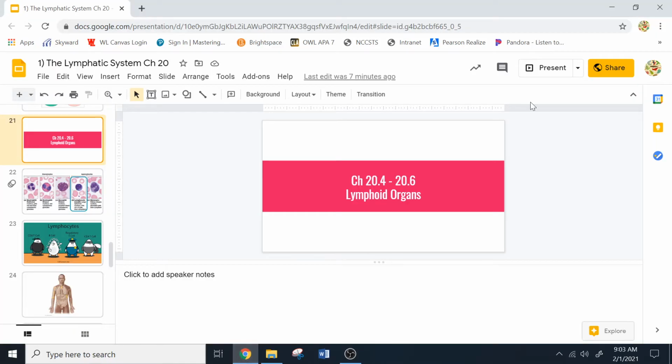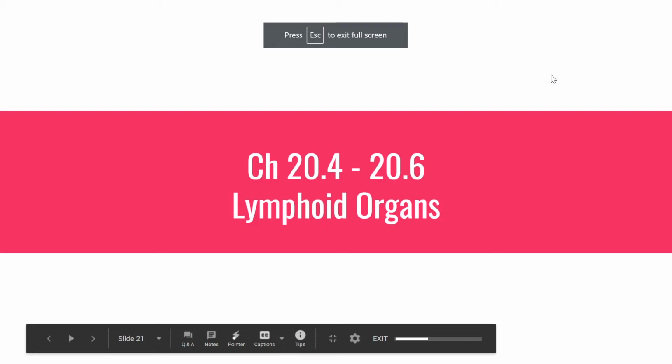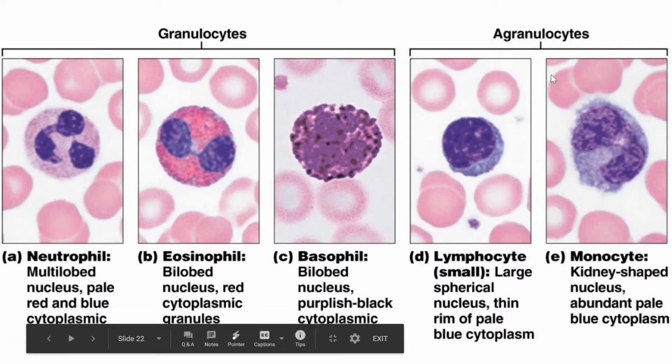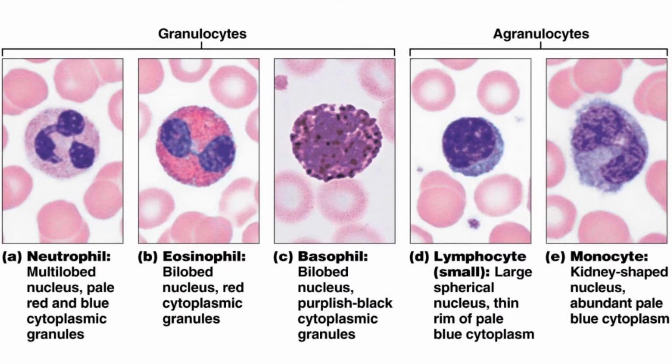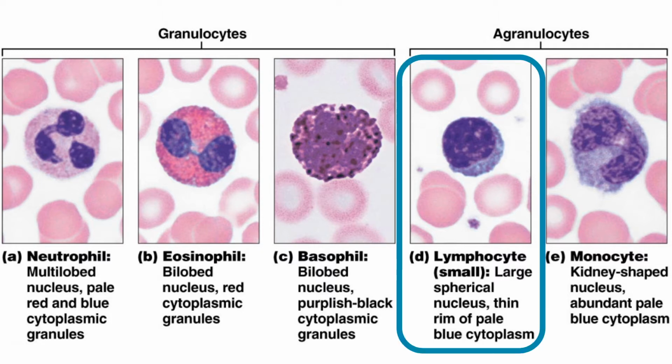Hello. Today we're going to continue talking about the lymphatic system, but today we're going to focus on lymphoid organs. So, does this look familiar to you from the cardiovascular system unit? Hopefully you identify this as leukocytes, or all the different types of white blood cells. And today, specifically, we're going to focus on lymphocytes. So, one specific subcategory of white blood cells.